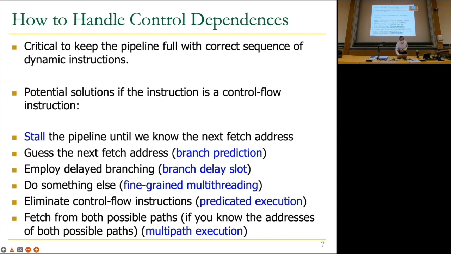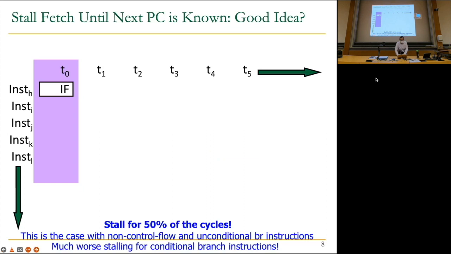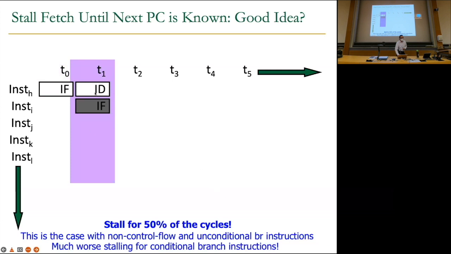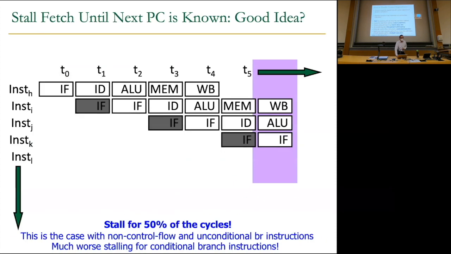Okay, so as I said, hopefully we'll have time to cover some of these. I will not have time to cover all of these, but let's talk about stalling the pipeline and dismiss it again. Stalling fetch until the next PC is known is a bad idea. Even if you don't have branches, you stall for 50% of the cycles, basically for non-control flow and unconditional branch instructions, because you need to determine the instruction and then change the PC. So 50% of the cycles are wasted. This is a really bad idea. You have to do at least next PC, meaning PC plus 4 prediction.